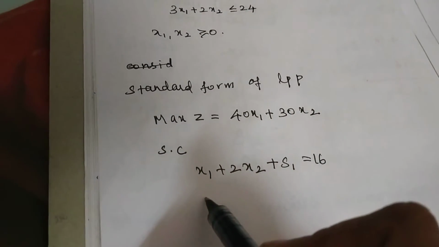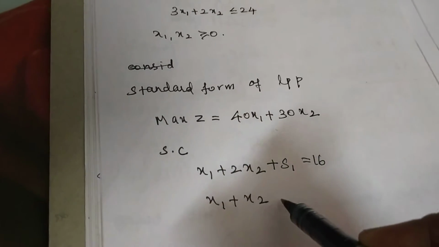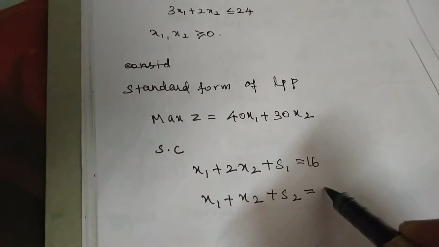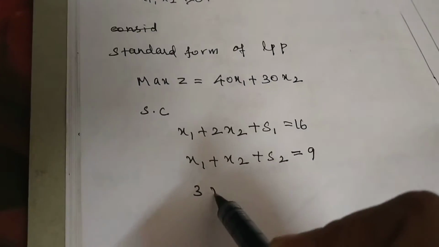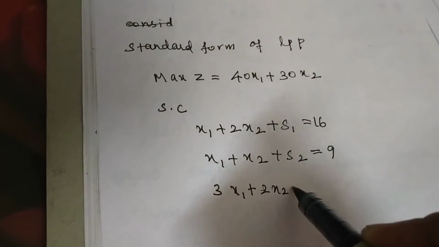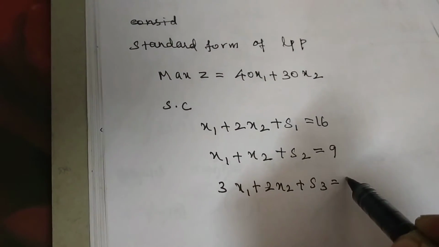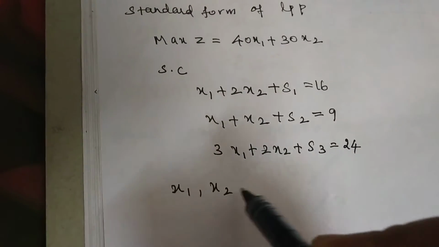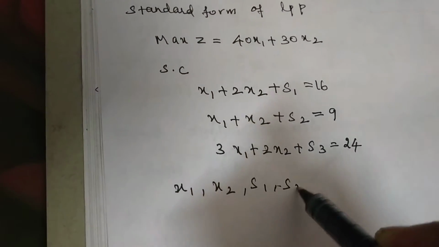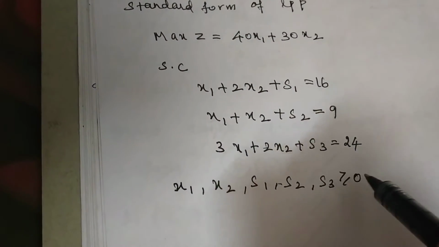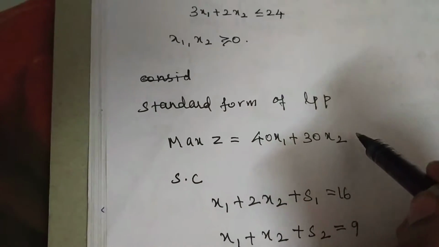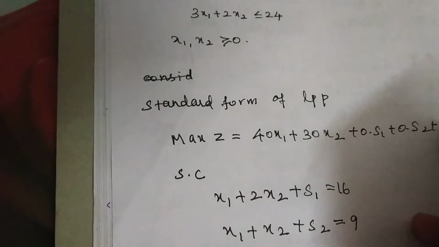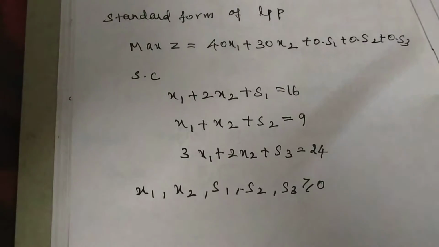And then the second equation, x1 plus x2, that is also less than or equal to, so plus s2, another non-negative variable s2, which is equal to 9. And then 3x1 plus 2x2 plus s3, which is equal to 24. So what are the variables involved in this? Here x1, x2, s1, s2, s3 greater than or equal to 0. So the cost of the variables will be 0 into s1 plus 0 into s2 plus 0 into s3. So this is the standard form of LPP.